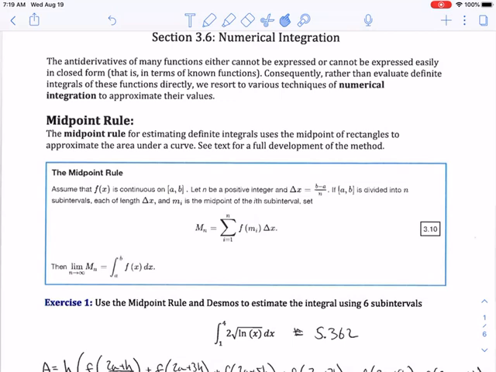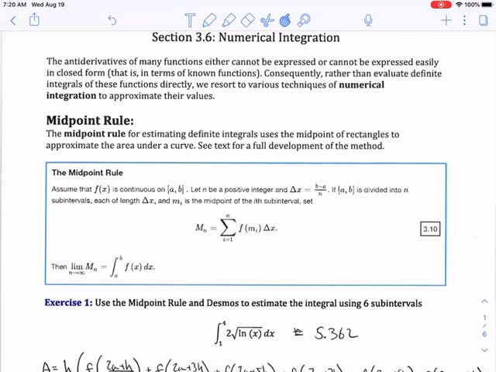So there are three different methods of using numerical integration. And numerical integration simply means we are reverting back to what you learned in Calc 1 about finding the area under the curve using Riemann sums. So to emphasize that point, we're going to start with the midpoint rule.